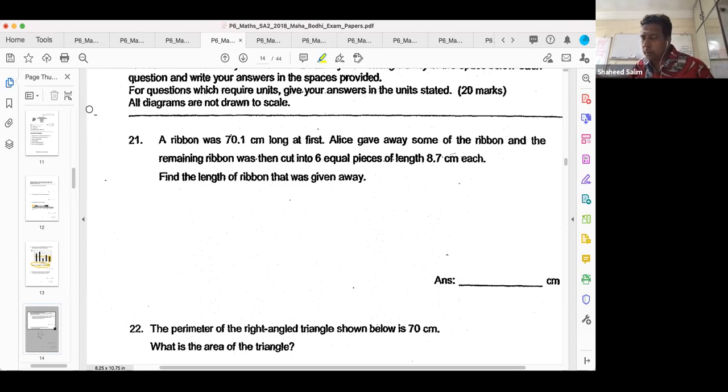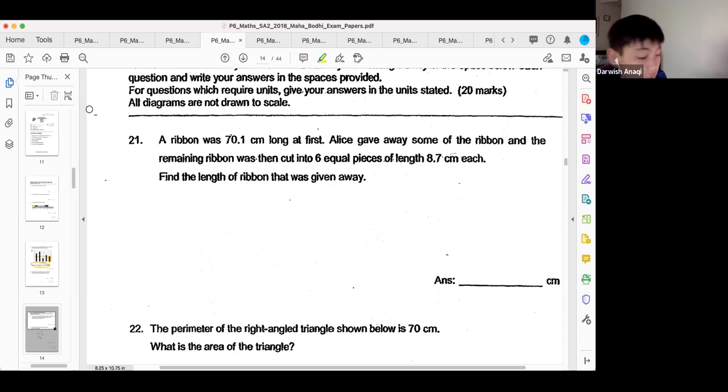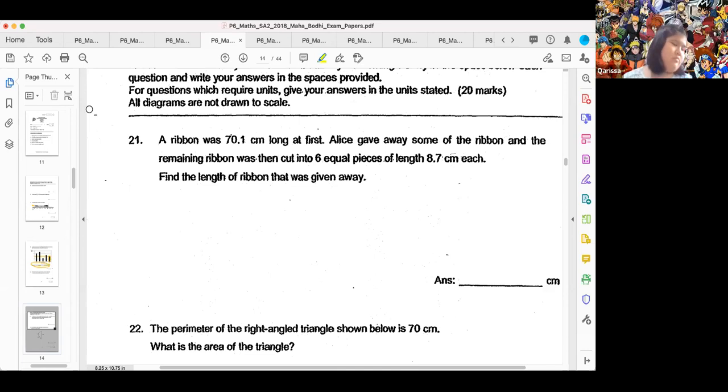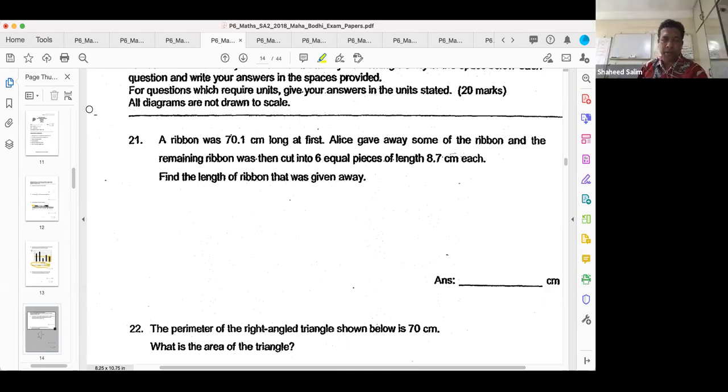If you need to draw a model, please carry on. So the answer has a decimal. Yes, there is a decimal, and this is a topic on decimals. Is my answer correct? Congratulations, Darwish. Congratulations, Putri, Karisa. Well done. Not too tough, right?